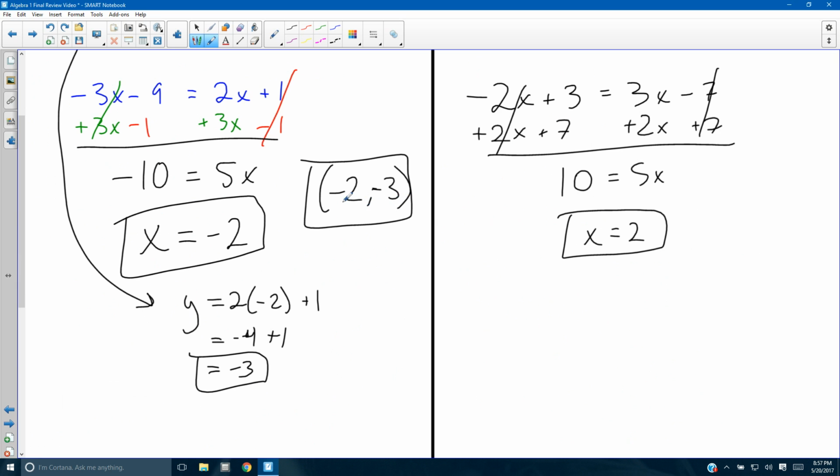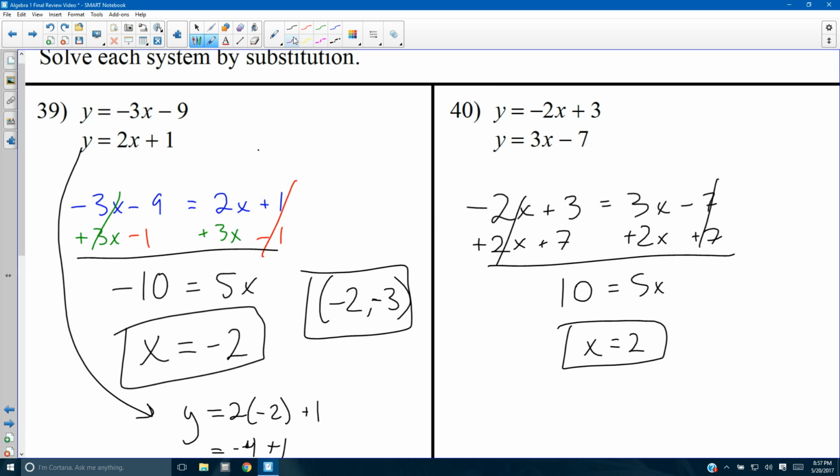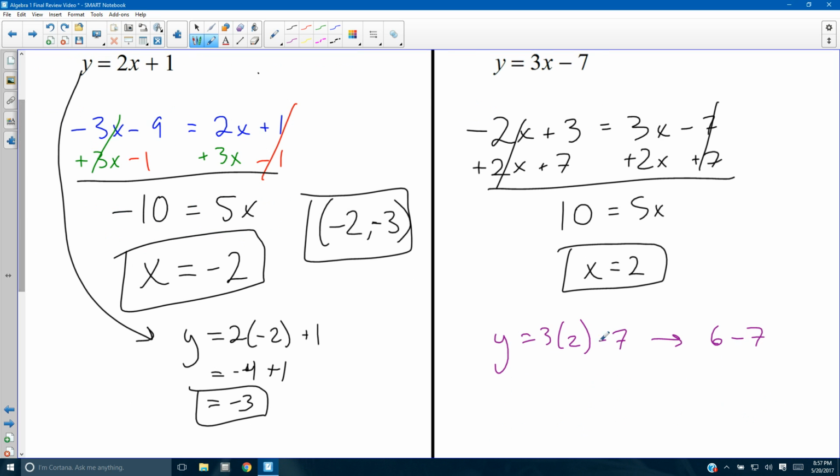Negative 2, negative 3. This one, x equals 2, substitute that into an equation and solve for y. Let's use the bottom one. y equals 3 times 2 minus 7, which is 6 minus 7, which is negative 1. So y is negative 1, x is 2, or your solution set is 2, comma, negative 1. Ordered pair is the final answer for both of these. Don't just stop on x, please.